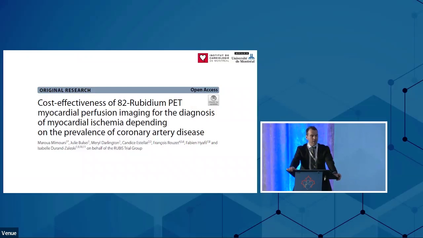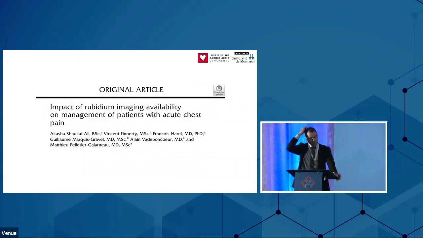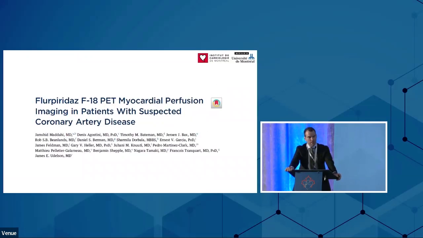It's been shown to be cost-effective in the population we're disserving. It's been shown to be faster, to have less downstream testing. And now we have new tracers that are in the pipeline and coming in the market. We have flurpiridaz that should receive FDA approval by the end of the year, and you won't need a generator or cyclotron to do PET perfusion imaging anymore.